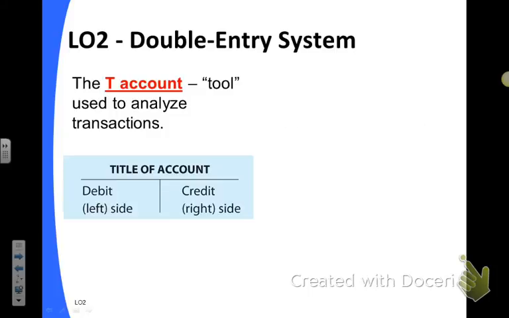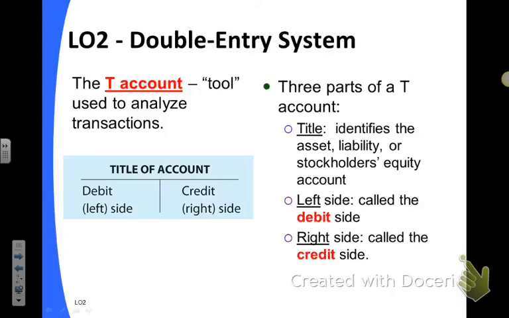The tool that we use to help us analyze our transactions is our T account. And we all know the left side of our T account is the debit side, and the right side is our credit side. There are three parts to every T account: the title, the left side being the debit side, and the right side being the credit side.